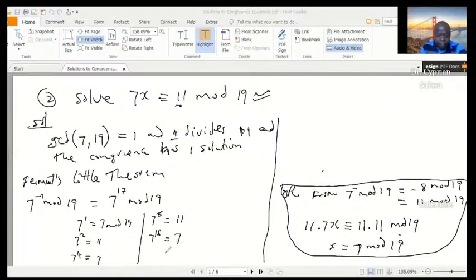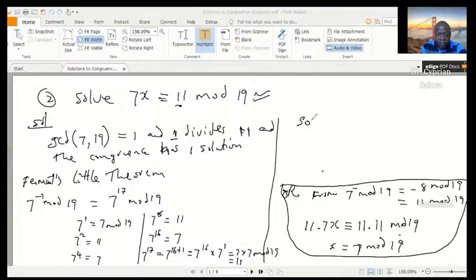So I'm looking for the inverse. So the inverse, therefore, which was 7 raised to 17, would be 7 raised to 16 plus 1, which is 7 raised to 16 times 7 raised to 1. But 7 raised to 16 is 7. 7 raised to 1 is also 7. Mod 19. So this is 49. So if 19 were to go into 49, the remainder would be 11.